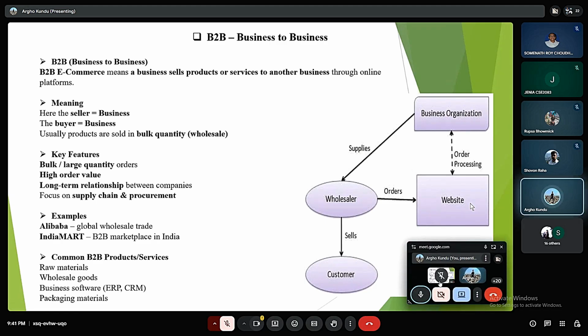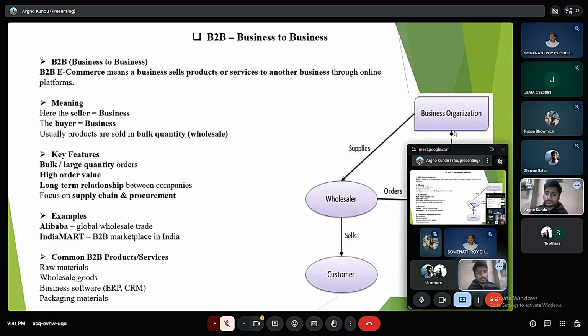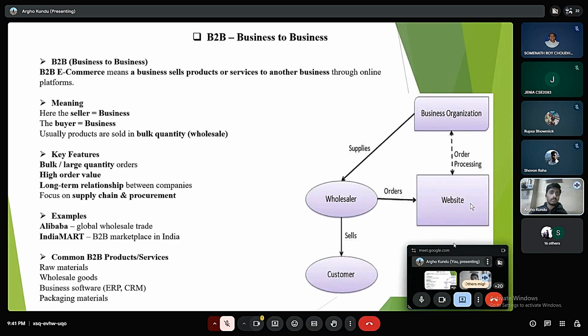Hi, I'm Arho Kundu, and I'm presenting. So here we are talking about B2B businesses. B2B means e-commerce where one business sells products or services to another business through online platforms. This transaction usually involves bulk orders, high order value, and long-term partnerships. B2B focuses strongly on supply chain management, product and products. Examples include Alibaba for global wholesale trade and IndiaMART in India. Common B2B products include raw materials, wholesale goods, business software like ERP or CRM, and packaging materials. Next slide.